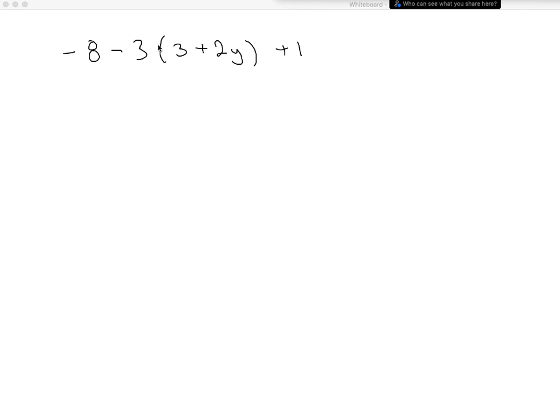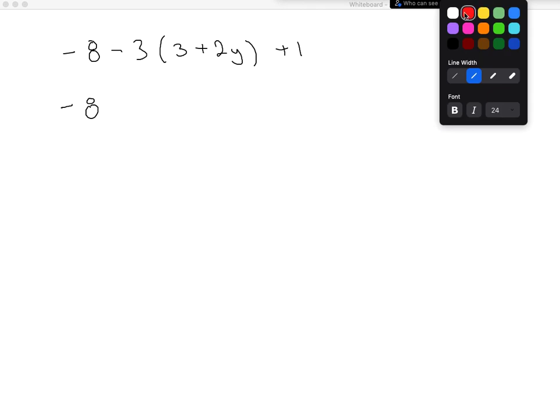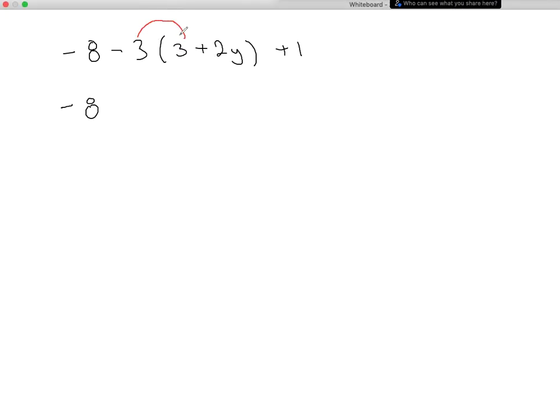So what I will do is we would start with multiplication and same order of operations we've been seeing, and then after that we'll do the addition, subtraction, and like terms. So I'm going to bring down this negative 8. I'm not doing anything with it, so I'm just going to write it down. I'm going to take the negative 3, and then I'm going to multiply that to that 3 right there and to that 2y right there.